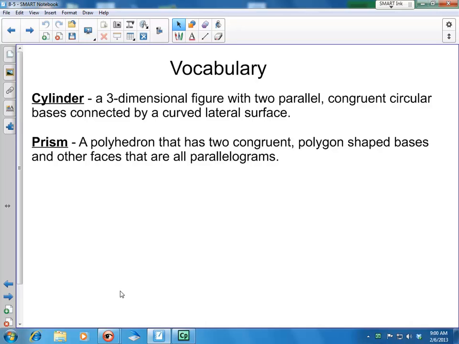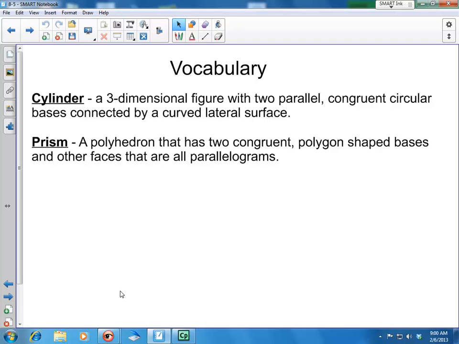We do have two vocabulary words, cylinder and prism. The first one, cylinder, is a three-dimensional figure with two parallel congruent circular bases connected by a curved lateral surface. Now, that's a big fancy definition. You guys all know what a cylinder looks like. It looks like a Coke can or a soup can or something like that.